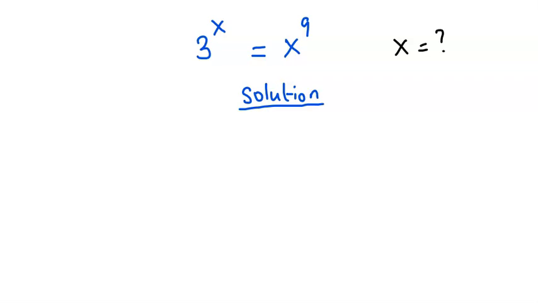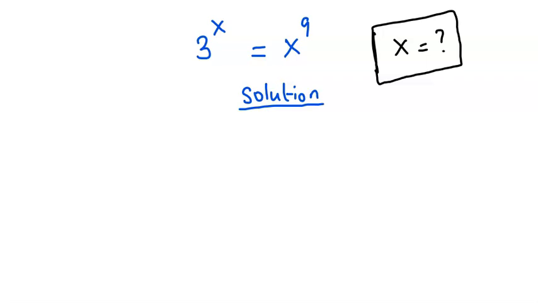Today we have this interesting Olympiad math problem. We have 3 raised to the power of x is equal to x to the power of 9. Our goal is to solve for the x values. Okay, so how can we solve this problem?